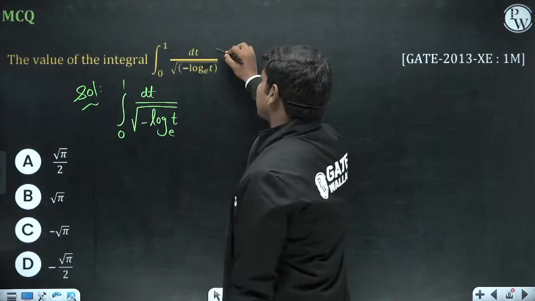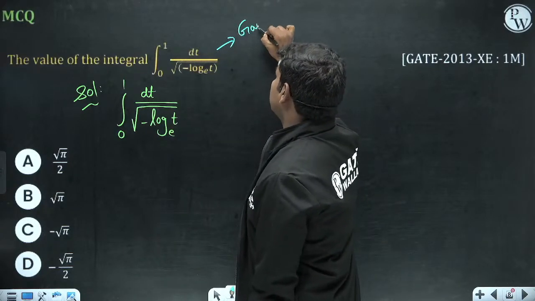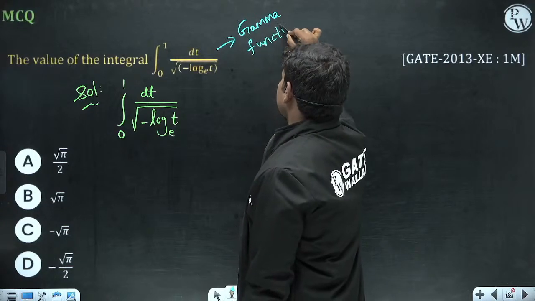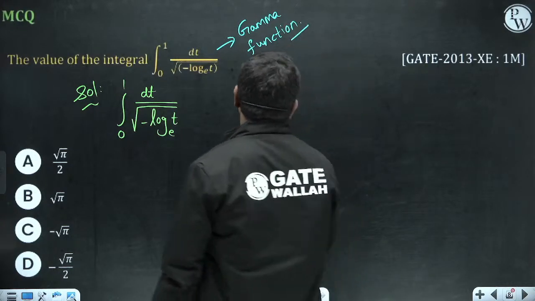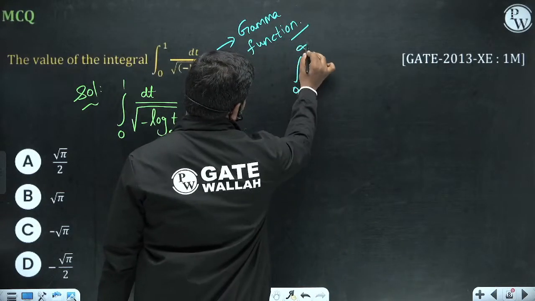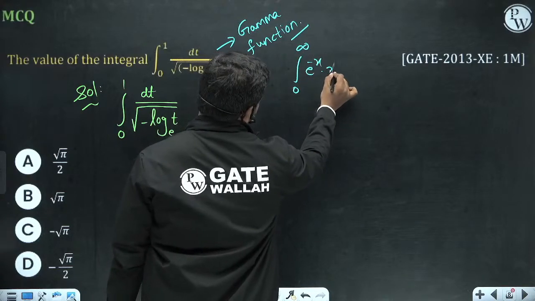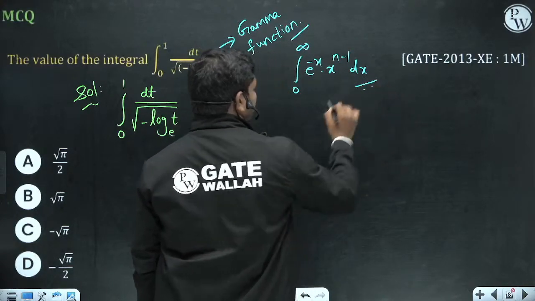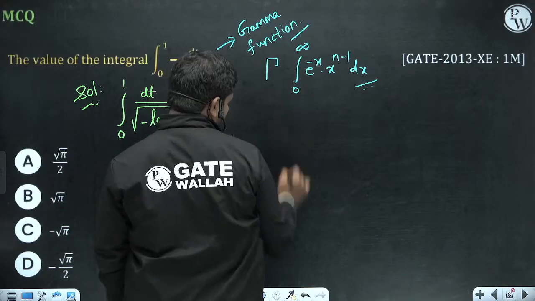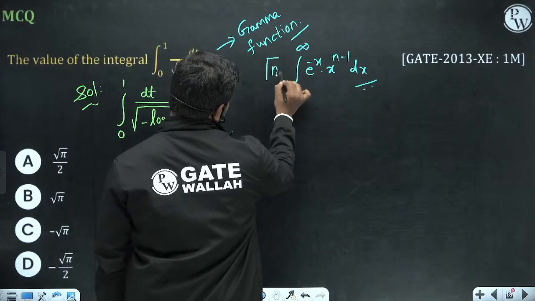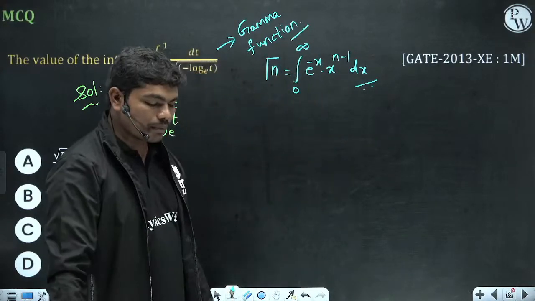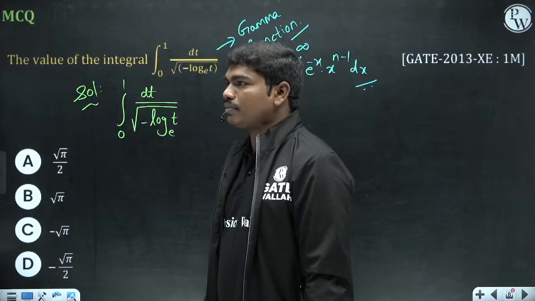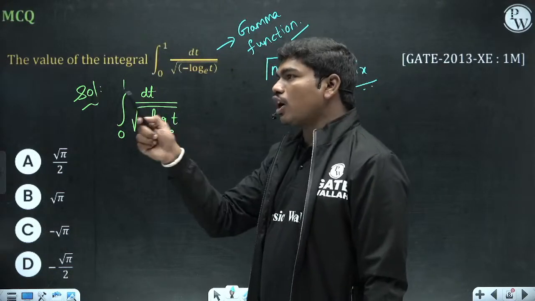एक्चुअली इस क्वेश्चन को सॉल्व करने के लिए हमको गामा फंक्शन जानना चाहिए. सो गामा फंक्शन क्या है? इंटीग्रल 0 टू इंफिनिटी e power minus x into x power n minus 1 dx. This is gamma function actually. Okay, so this is denoted with gamma n. So gamma n is integral 0 to infinity e power minus x into x power n minus 1 dx. Okay, trivial means all are necessarily equal to 0.